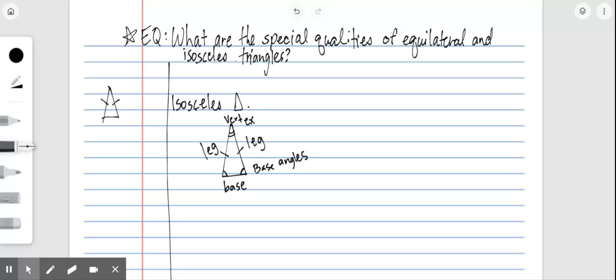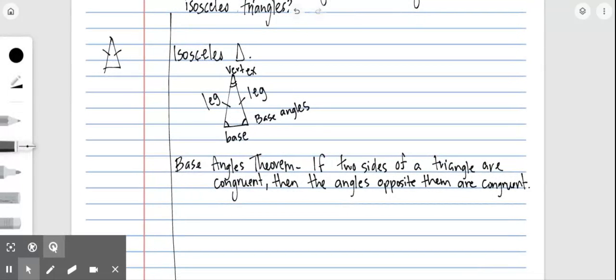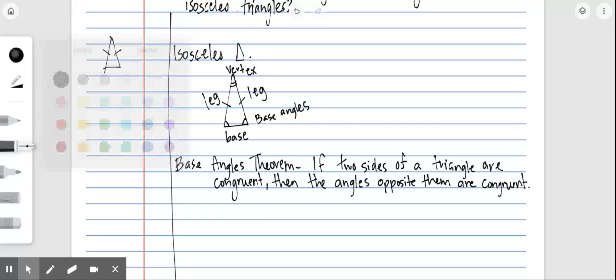Isosceles triangles hold a few special properties. So there's actually a theorem called the base angles theorem. And I usually abbreviate it to BAT, B-A-T. So I'll probably use that later on. But I'm going to write down the base angles theorem. The base angles theorem says that if two sides of a triangle are congruent, then the angles opposite them are congruent.